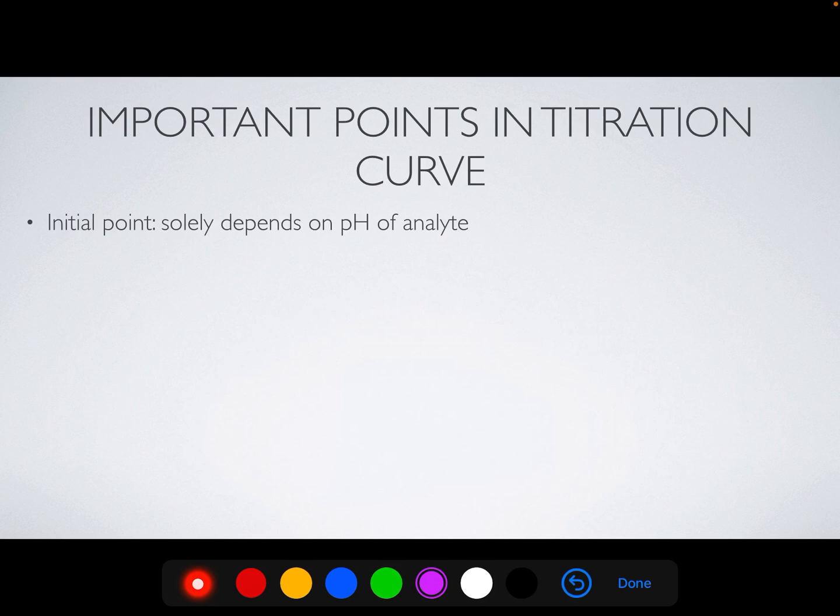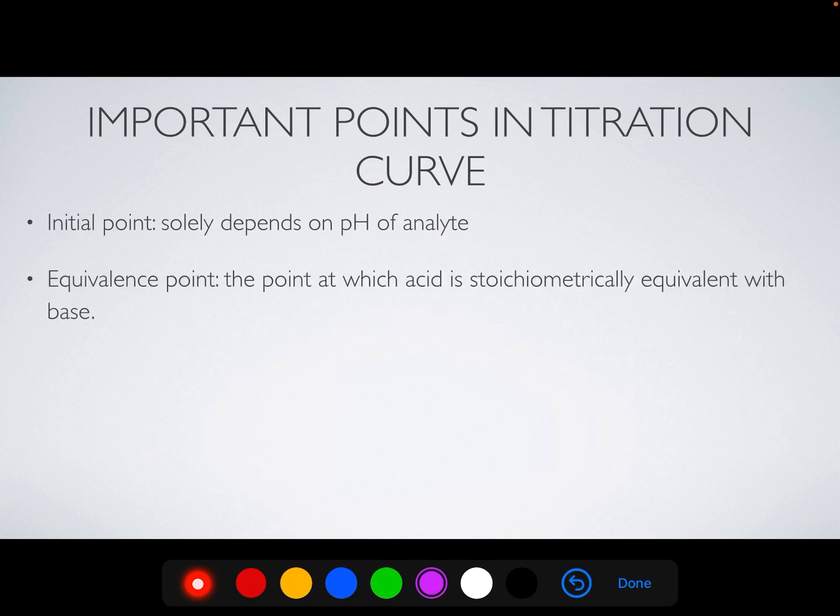Okay, because at the initial condition, no titrant is being added yet to the analyte. Therefore, the pH of the solution will be the pH of analyte only. Okay, and then after the addition of titrant, the concentration will change, and then the pH will change. But at the initial point, the pH will depend solely on the pH of analyte.